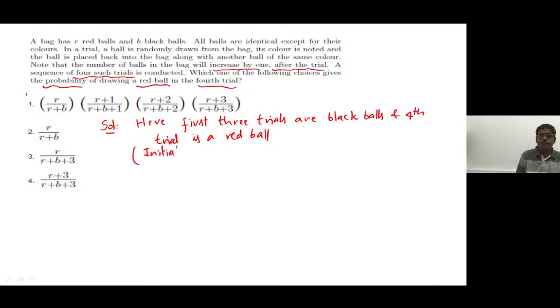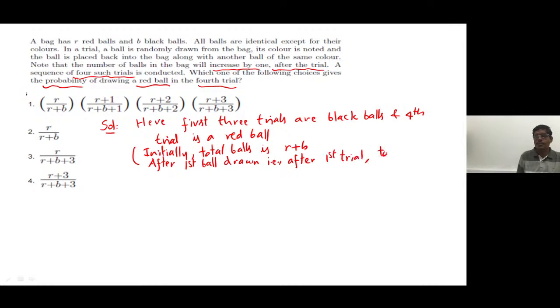Initially, total balls is R plus B. After first ball drawn, that is after first trial, total balls is R plus B plus 1.